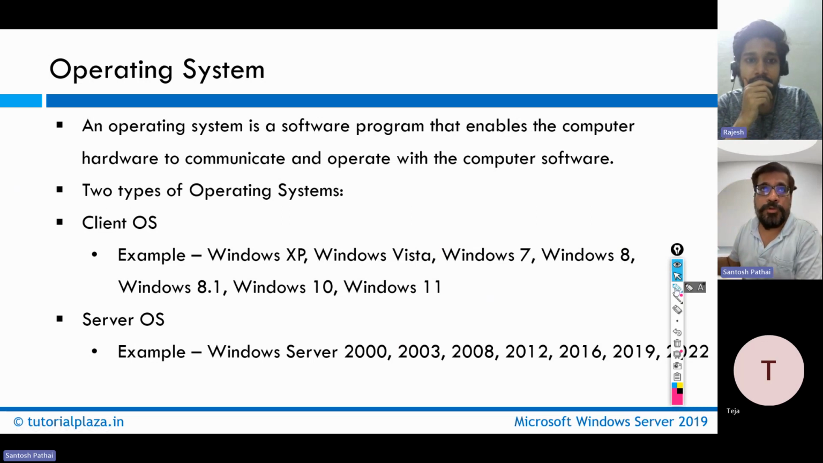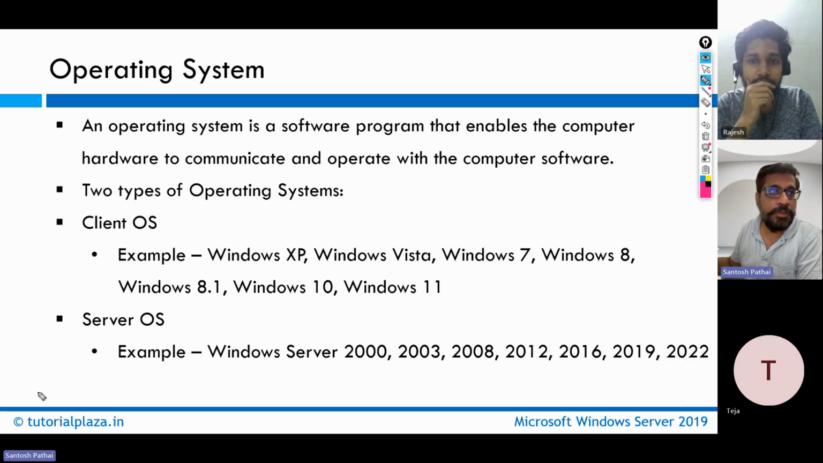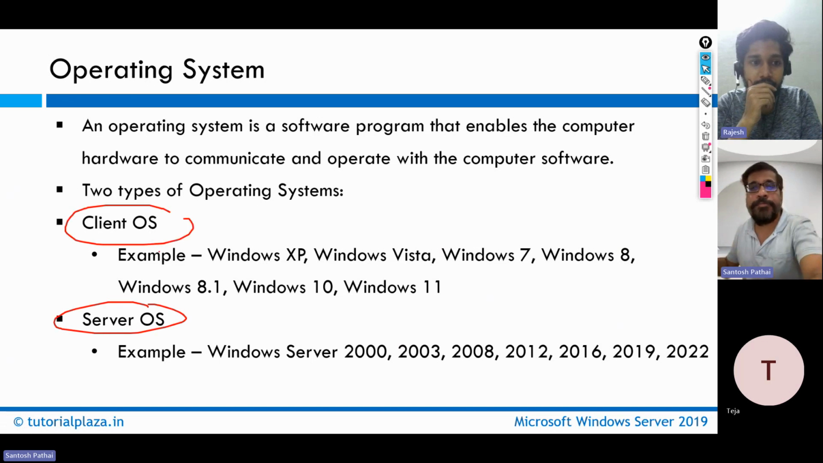systems. So basically we have two types of operating system. One is client OS, one is server OS. I'll not use this pen. I'll use the PowerPoint pen instead. Right, so we have server OS and we have client OS. Now, if we talk about OS, what is an OS? What is an operating system?